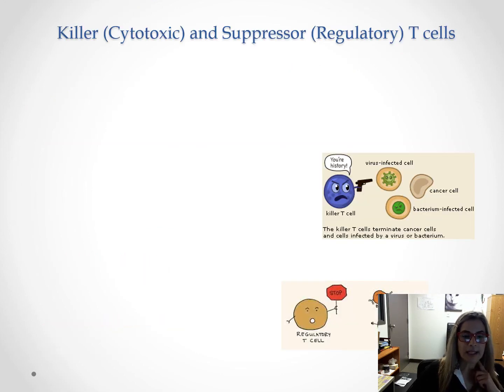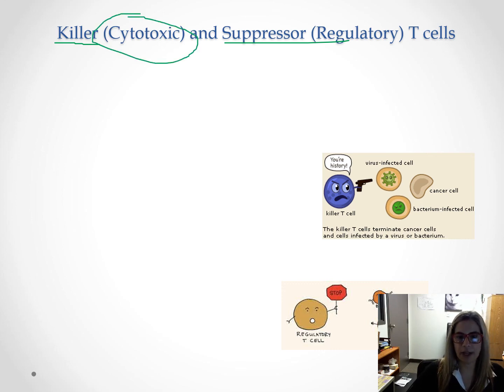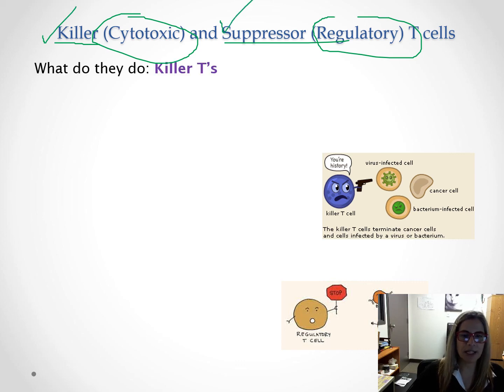So our next little group is our killer or cytotoxic and our suppressor or regulatory T cells. Now listen, in our program of studies, because it is a little bit older, it's killer and suppressor. But the newer terms are cytotoxic for killer T cells and regulatory for suppressor T cells. Just so you know, our program of studies still says killer and suppressor, so that's what you can expect to see on exams.